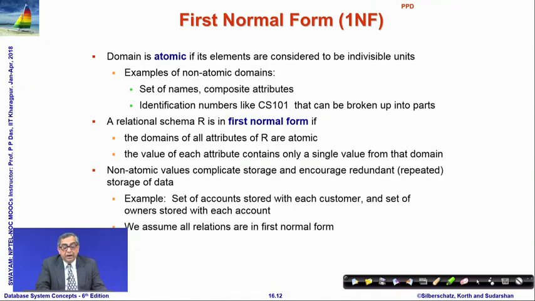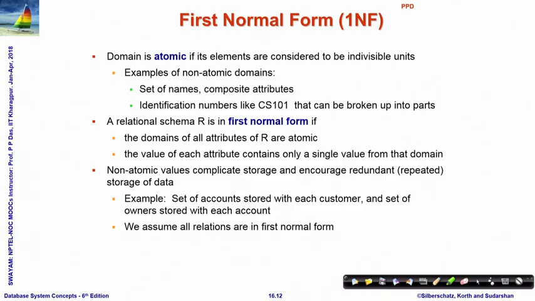If we have attributes which are composite in nature, naturally my relational schema is not in first normal form.